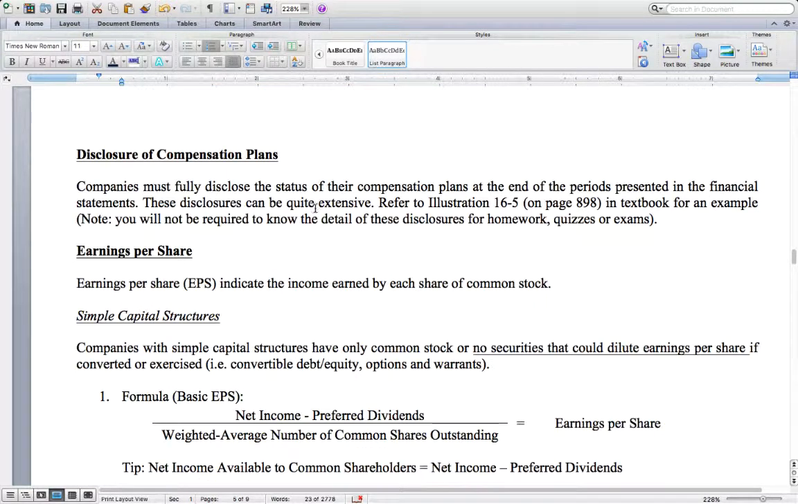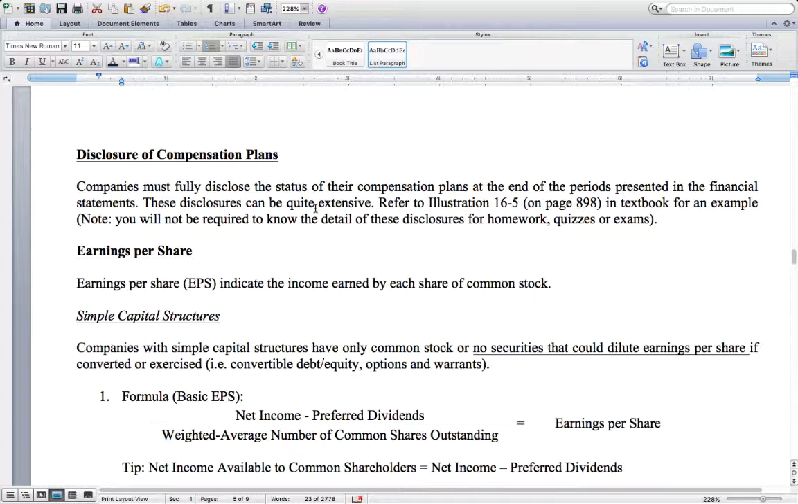Disclosure of compensation plans. Companies must fully disclose the status of their compensation plans at the end of each period presented in the financial statements. These disclosures can be quite extensive. There's an illustration 16-5 on page 898 in the textbook for an example. However, you will not be required to know this in any detail. I just wanted to provide you a little bit of information as an understanding of how extensive these disclosures can be for these compensation plans.